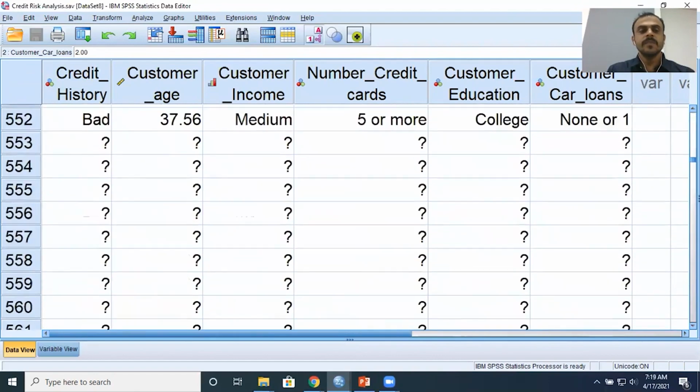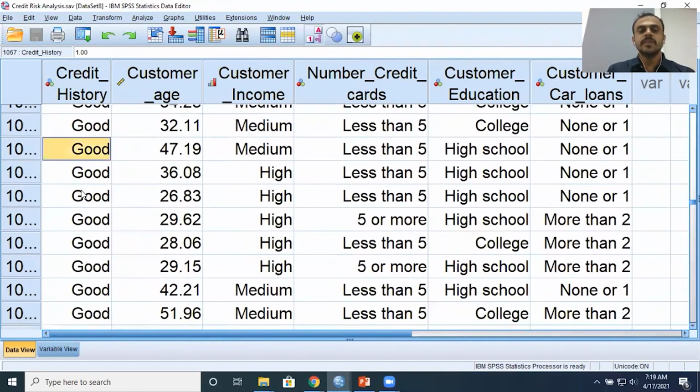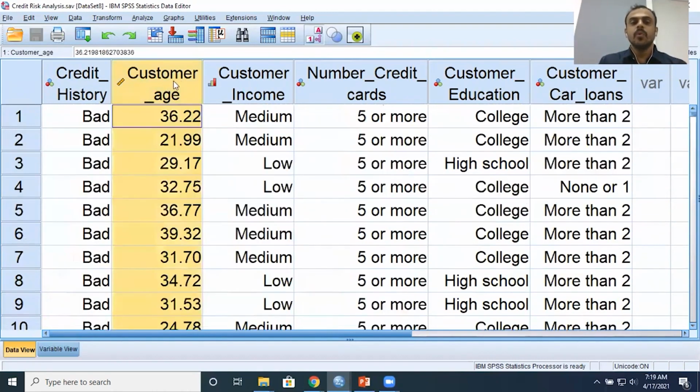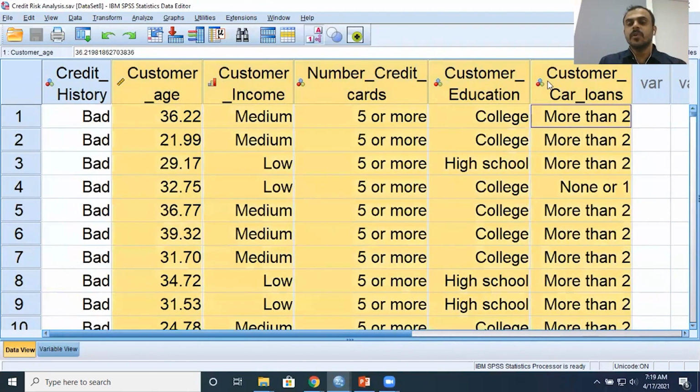Yes. If I scroll down, you'll also see a lot of good credit risk individuals as well, right? Some of these people look like they're a slightly older set of customers, and his income level is that he is in the medium income class, less than 5 credit cards, and education of the person is high school, and the customer's car loans, how many car loans has he had? He has none or one, zero or one, right? Now, all these are basically demographic details of the customer and some past behavior, right?